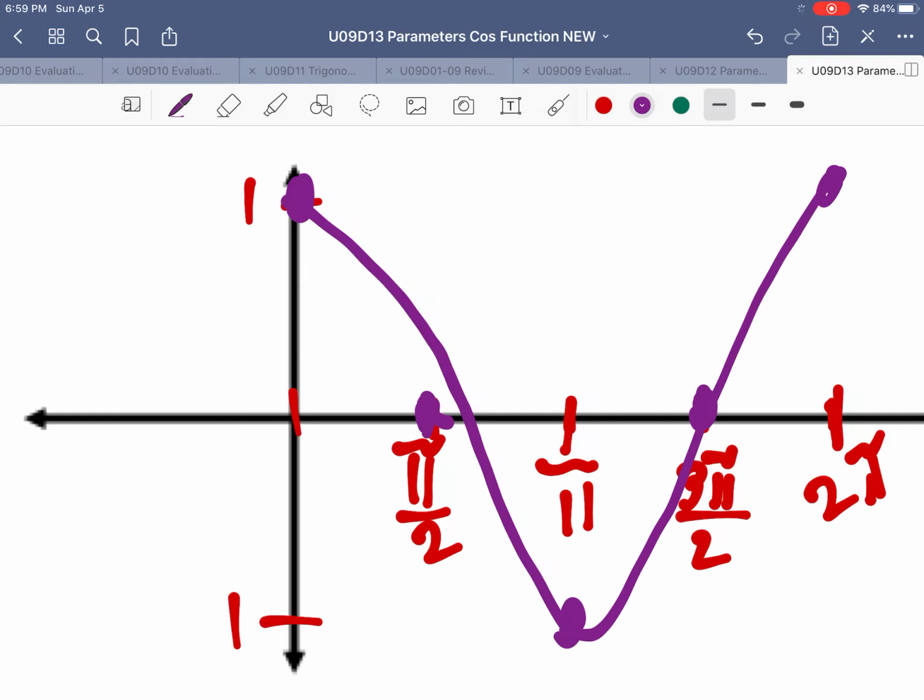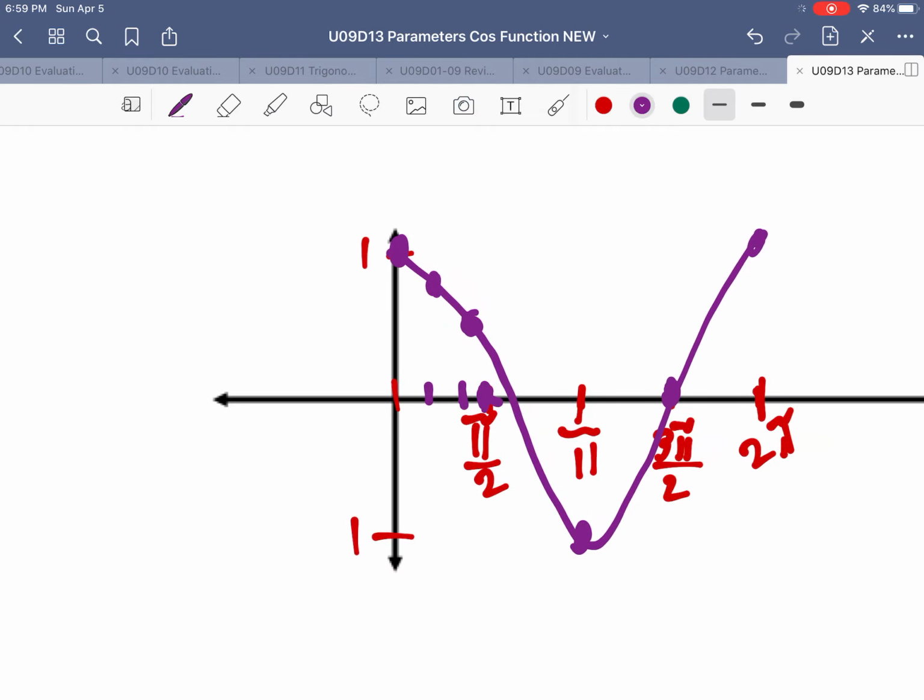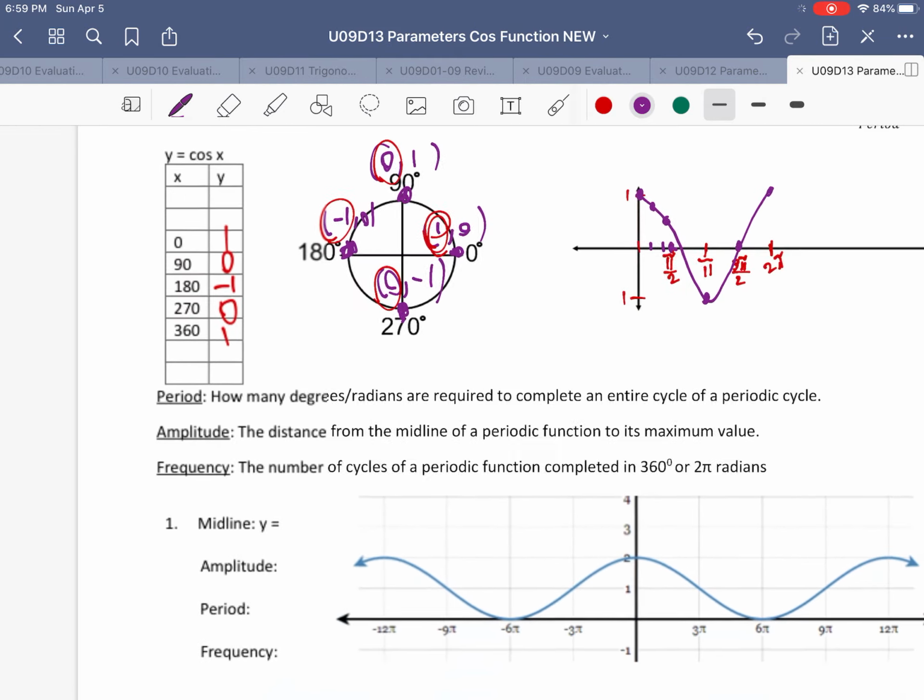I didn't mention it before, but this is 90 degrees, so if we did a third of the way, 60 degrees, this would be a half, and 1/3 of the way, this will be radical 3 over 2. So we have our decimal values between 1 and 0 appearing on this graph, but this is the cosine curve.